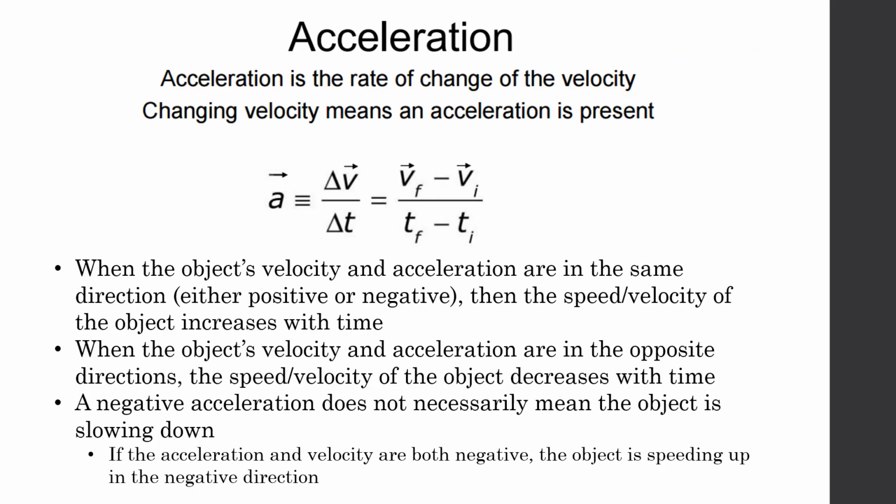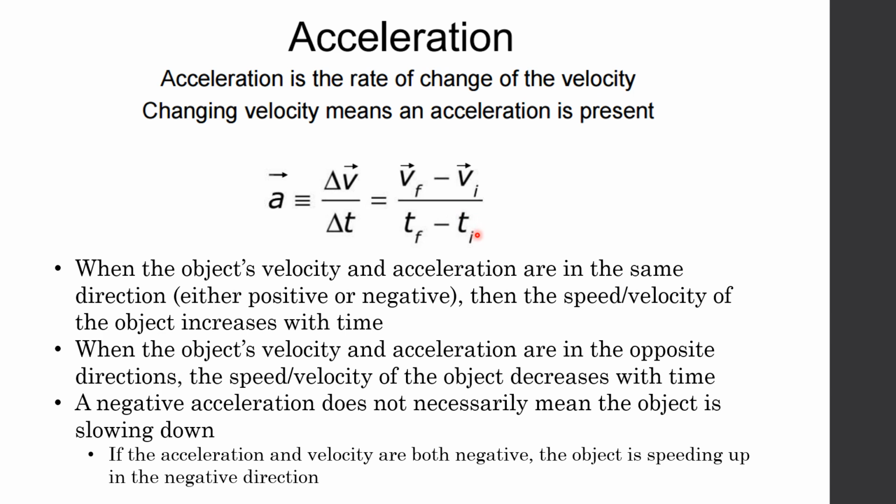All right, last but not least, we're going to discuss acceleration, and acceleration is the rate of change of the velocity. Okay, so as you can see, a very familiar looking slope equation, except this time we don't have positions in the numerator, we have velocities because that's what's changing for acceleration. So we have v final minus v initial over t final minus t initial.